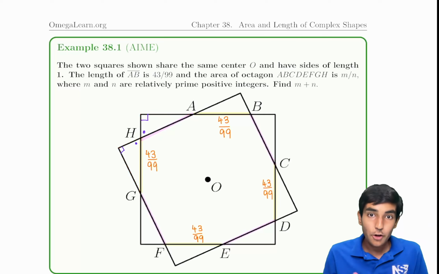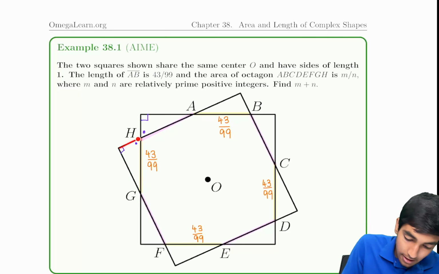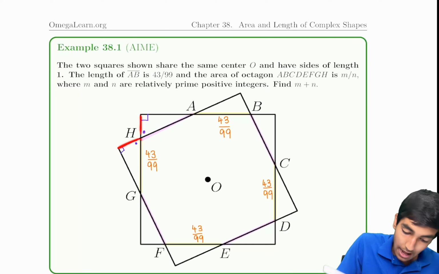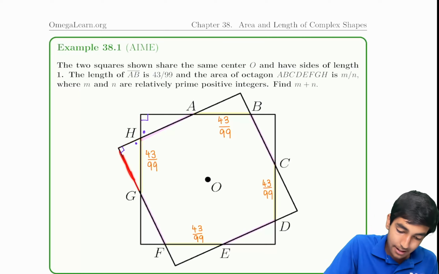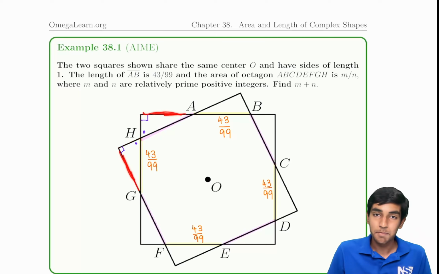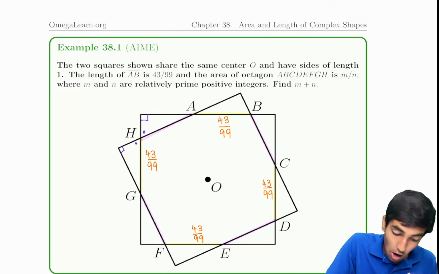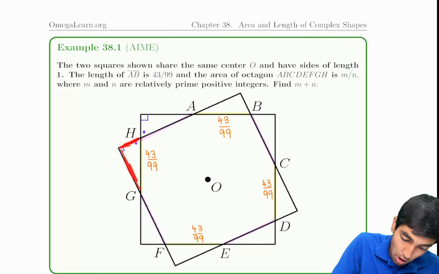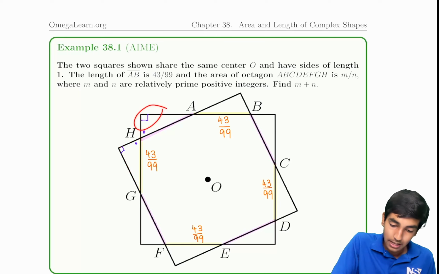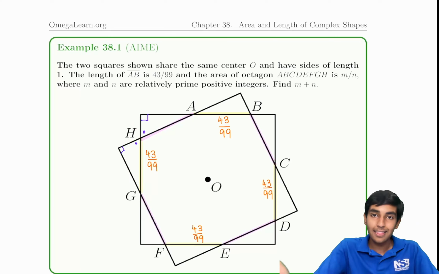But wait, our triangles are similar. So this side is scaled up from this side, and this side is scaled up from this side. So if the product of these 2 sides is equal to the product of these 2 sides, but these sides are just scaled up versions of these sides, then these triangles must have the same side lengths.